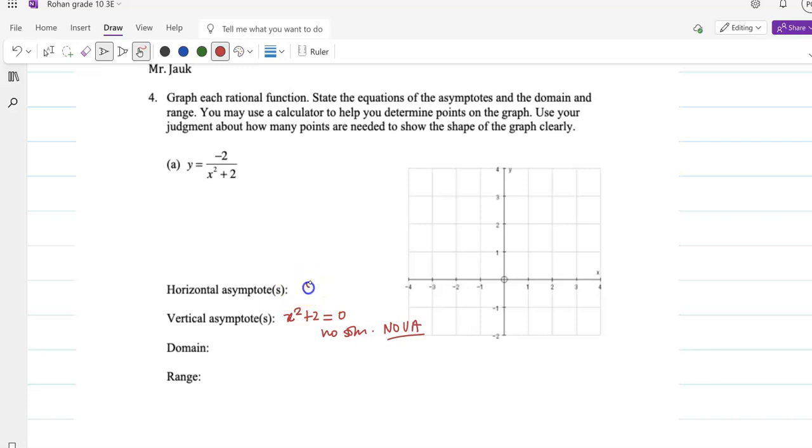If the denominator's power is greater, it's like 0x squared. Remember, that's when it's the same power. To find the horizontal asymptote, you do the coefficient of the numerator divided by the coefficient of the denominator. Okay. Now I can graph this.